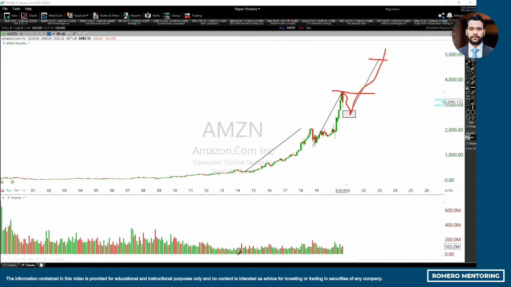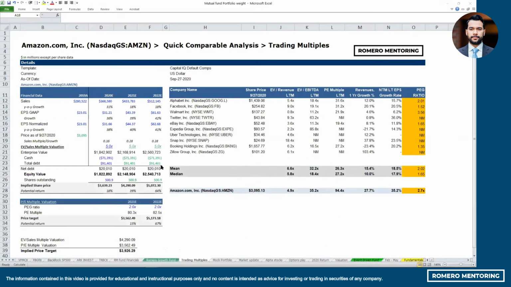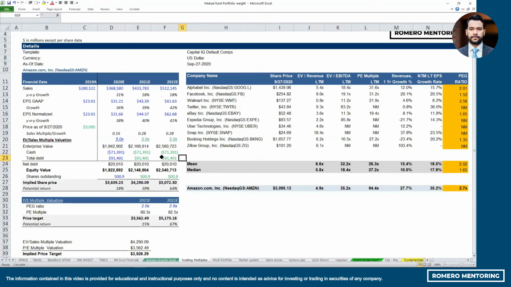Now let's apply the fundamental part of the equation. Let's look at what a financial analyst would look at to anticipate or come up with a price target. So let me minimize the graph, and I've already done this in anticipation of this analysis. What I'm going to walk you through right here is first a brief overview of the financials of Amazon and what Wall Street analysts are projecting.